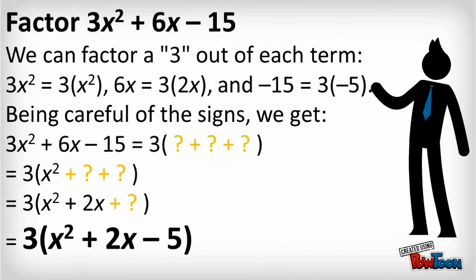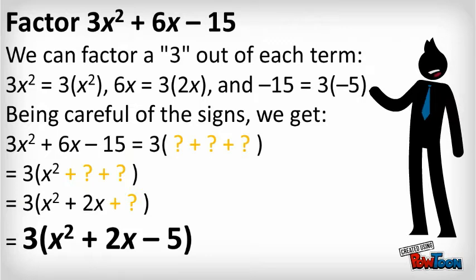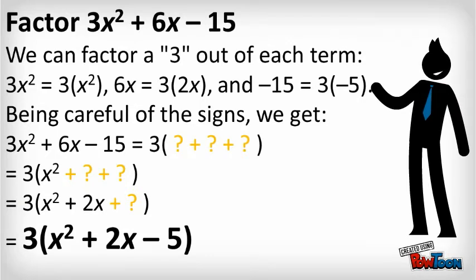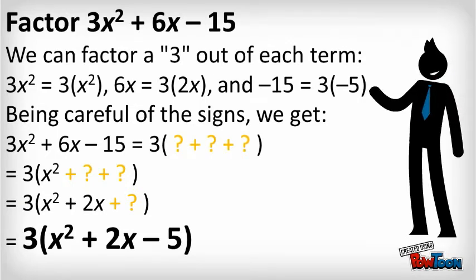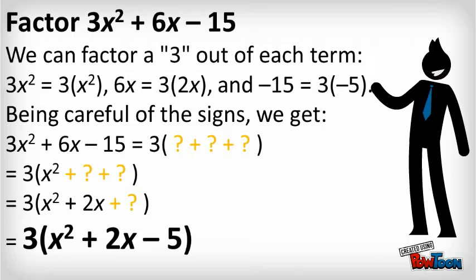Here's an example of a quadratic expression that has a greatest common factor, 3. So we're going to factor it out and it becomes 3 times the quantity of x squared plus 2x minus 5.